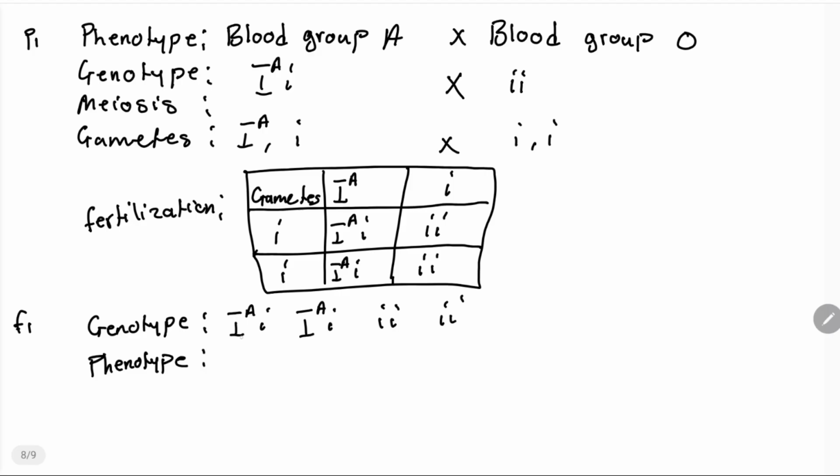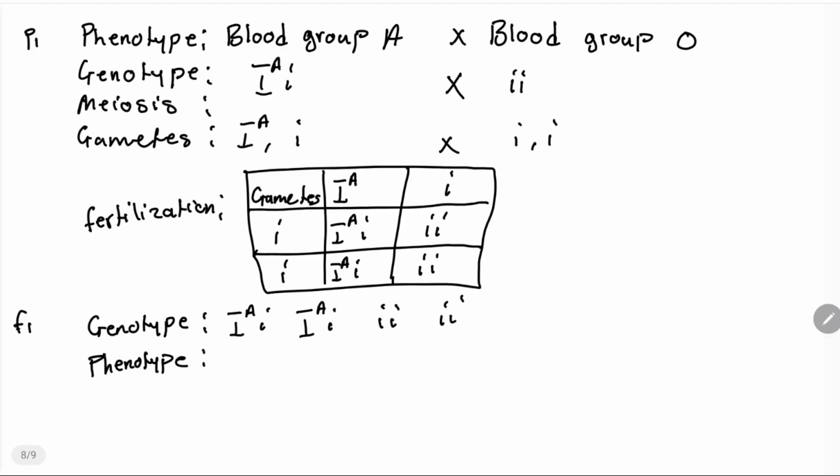Right? So let's look at this individual. This individual is heterozygous for blood group A because we know that the allele for blood group A is dominant over the allele for blood group O. So this person has blood group A. Same with this one. So these two are both blood group A.